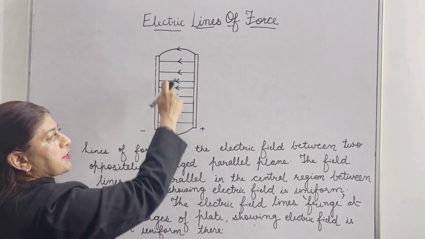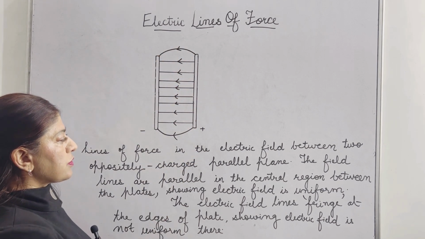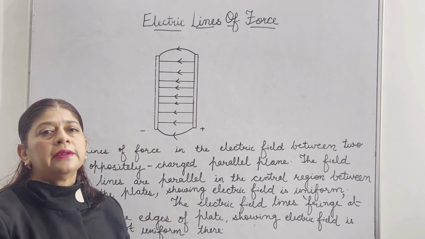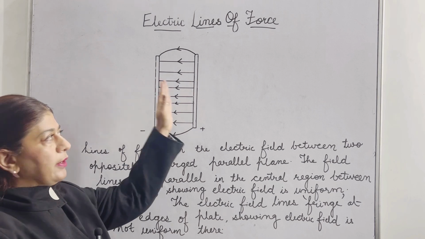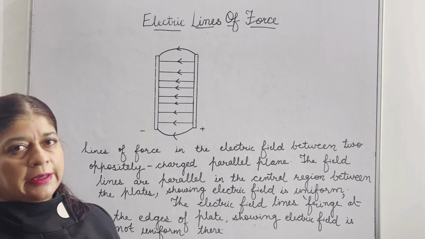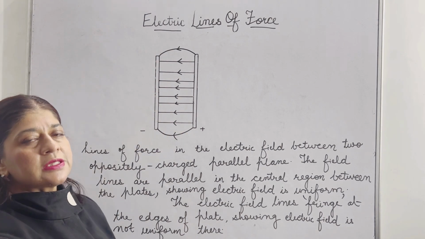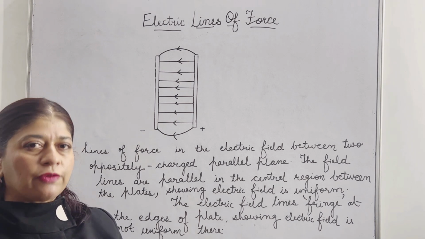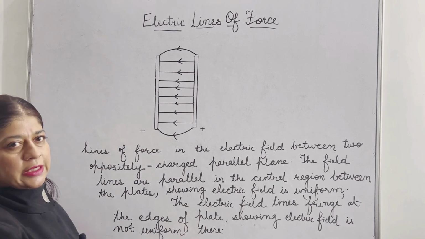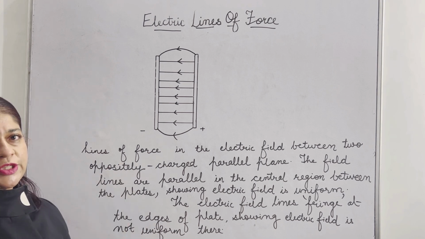You can see the lines are parallel between the plates, and at the edges they have a slightly curved path. So at the central region between the plates there is a uniform electric field and the lines are parallel, while at the edges the electric field is not uniform and shows fringing. This is the nature of the electric field lines in the case of two oppositely charged plates, as shown in the figure.